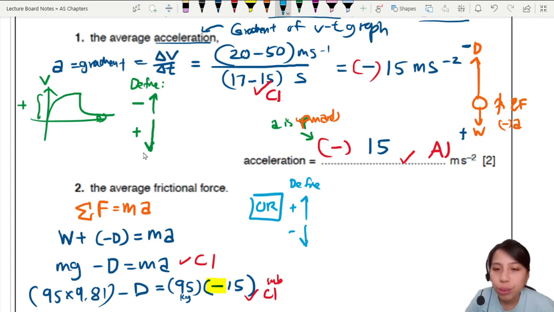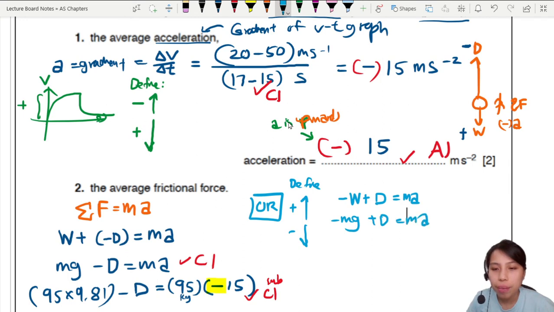then if I write Newton's second law, downwards is the weight, right? So negative W plus, who is pointing up? Drag force, D, equals to ma. Acceleration, from previous, we already know it's going to be upwards. So upwards is positive. Okay, fine. No need to change anything. So this will be negative mg plus D equals ma. Miss, this is kind of the same thing as just now, right? Okay, can. We write the same thing: 95 times 9.81 plus D equals 95 times 15, because acceleration is upwards and upwards is positive.